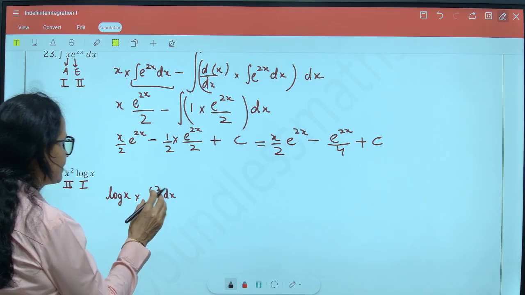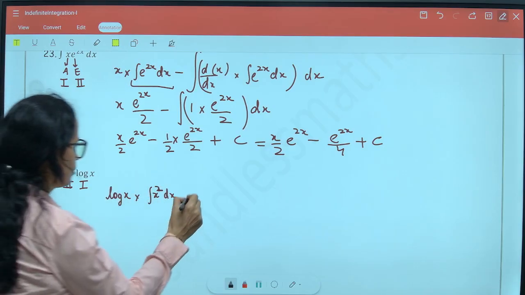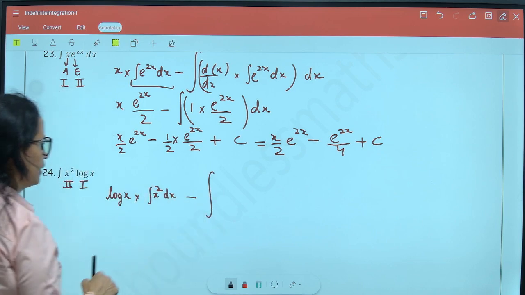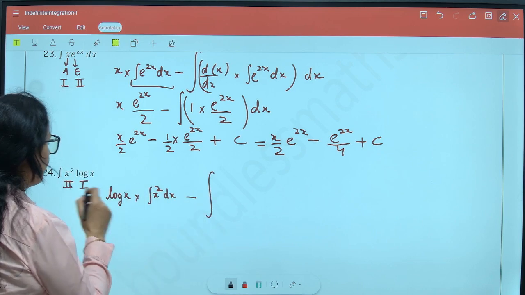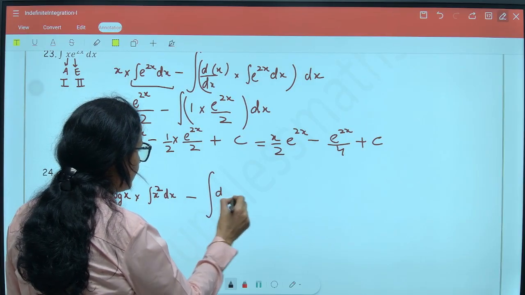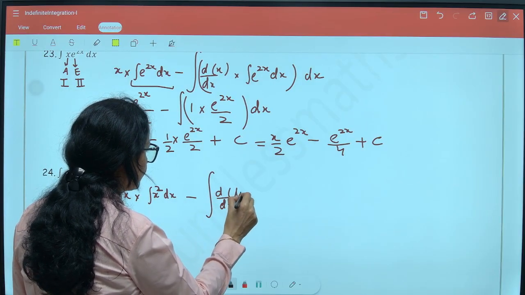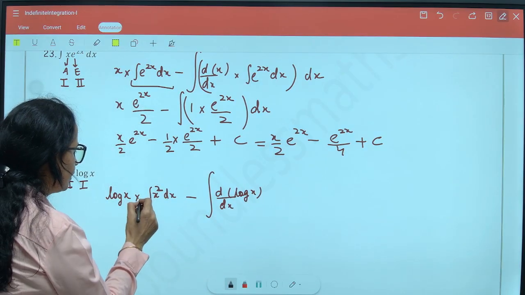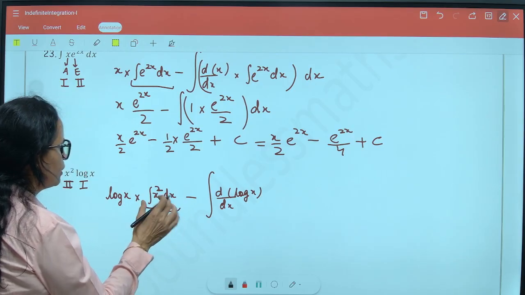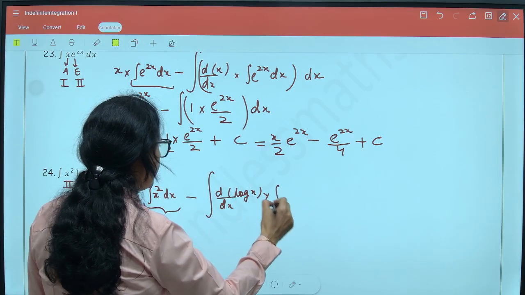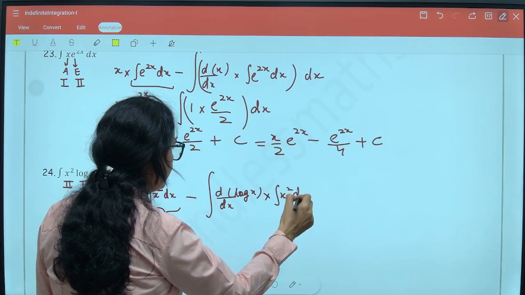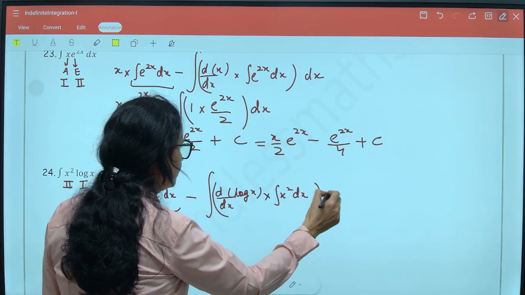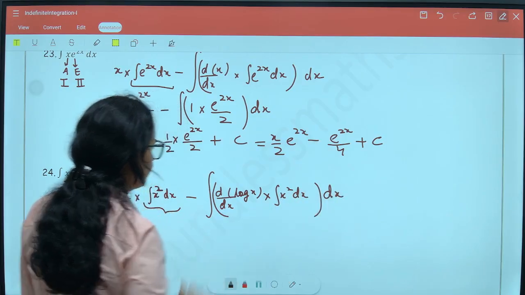Make this integral sign smaller, you will not get confused. Minus bigger integral sign. Integral of derivative of the first function. So I am just writing d by dx of log x, not writing the derivative directly, into integral of second function. So whatever you have written here, write it again here. Integral of x square dx and the entire thing into bracket and put a dx.